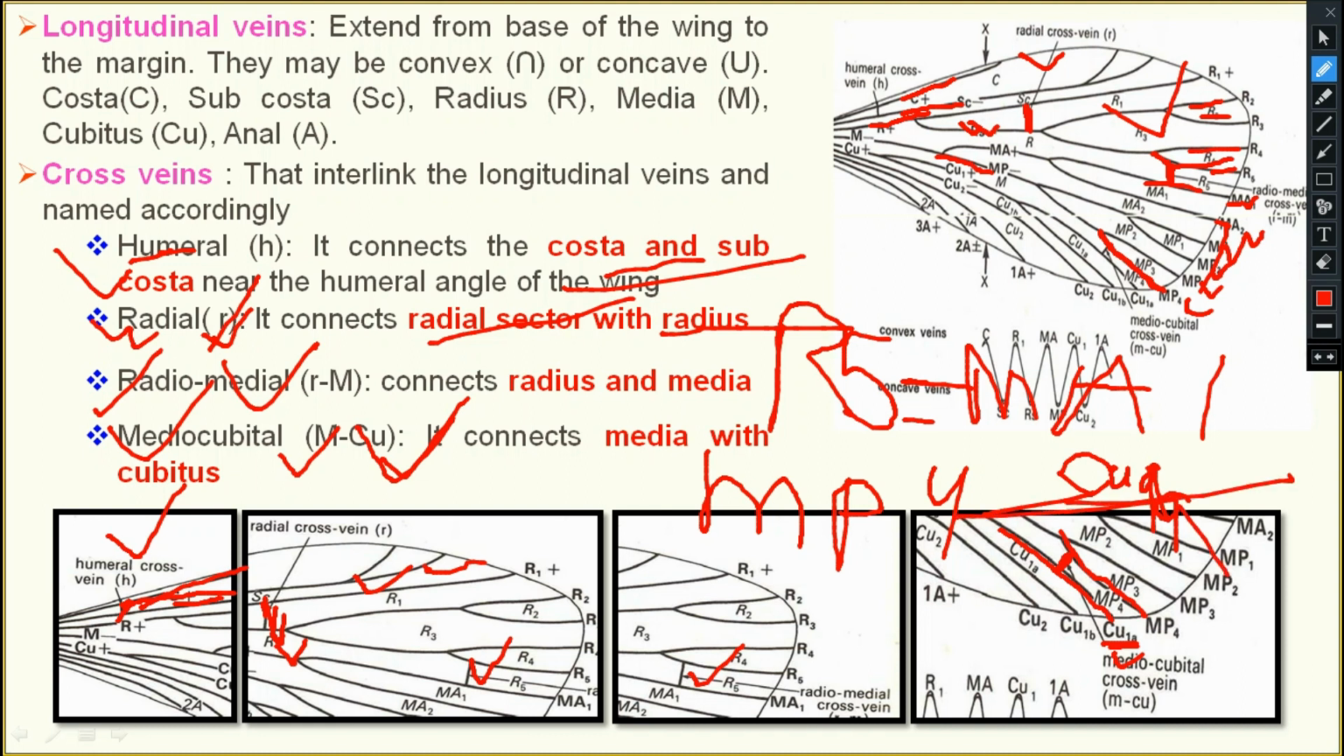CU1A. Clear? Clear what is longitudinal vein, what is convex vein, what is concave vein, what is cross vein, what are the cross veins, where they are present, everything clear or not? Yes, sir.